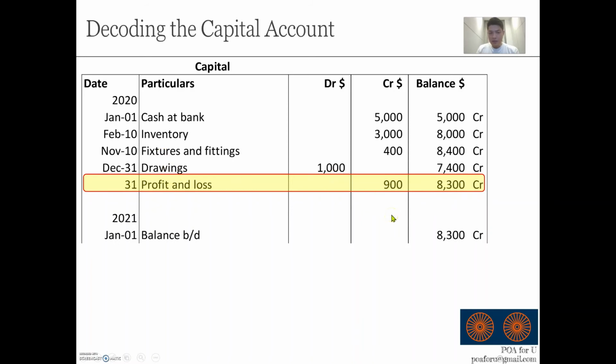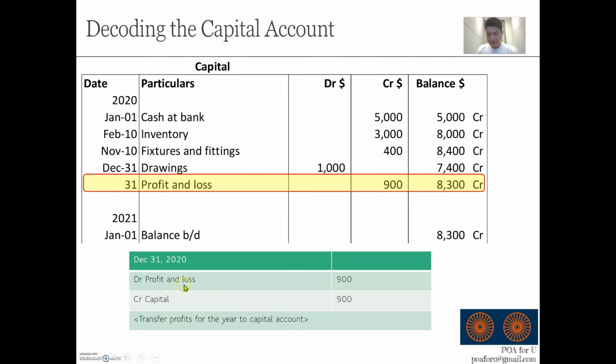So what is the double entry that's gone behind this? Think through it. All right, I'm going to show you the answer now. Debit profit and loss to close the profit and loss section of the accounts, and credit capital, and this would be essentially to transfer the profits to the capital account.